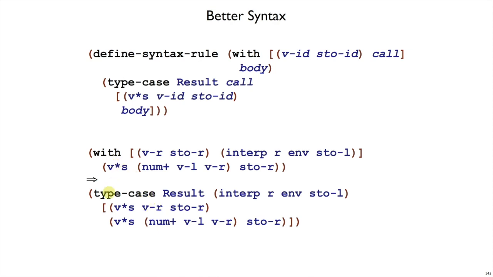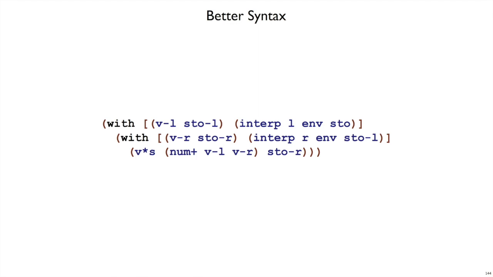So you never see this type-case expansion, but we can write the with expression in our source language, and Plait will consider it to be equivalent to this type-case. That's what this define-syntax-rule does. So now we'll be able to write the plus case of our interpreter using with, and this is more compact and more readable. Get the value and the store L from interping L, get the value R and store R from interping R using the store L that we bound previously, and then we can add up VL, VR and just pair that with the store R as well.